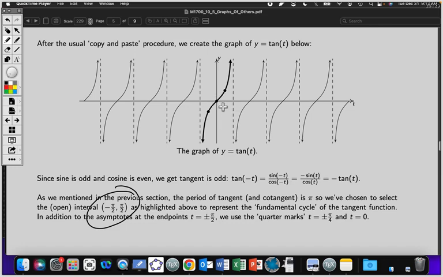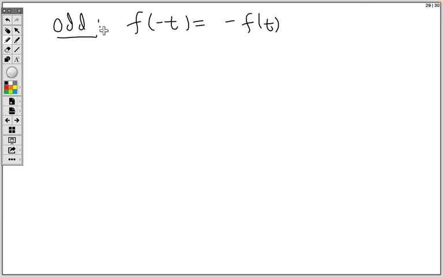Something we observe here is that the graph certainly looks like it has symmetry about the origin. Tangent is, in fact, an odd function. Once again, to be an odd function means that when you take the opposite input, you get the opposite output. And we can see that with tangent.